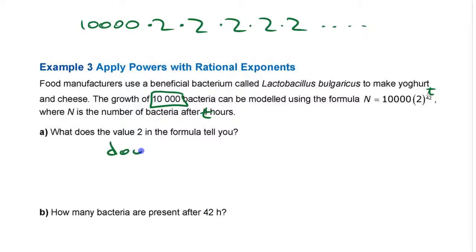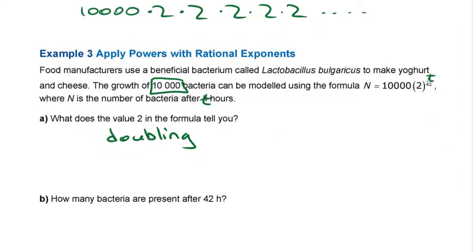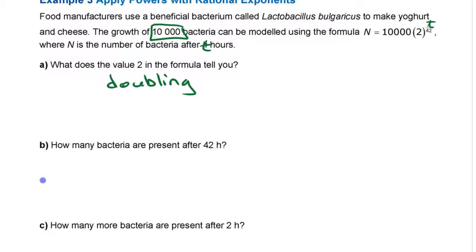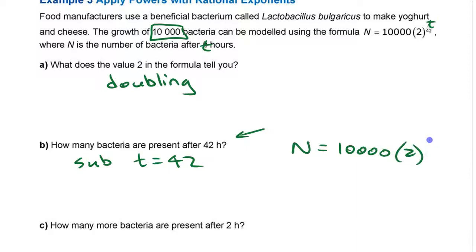This is maybe not a reasonable question to ask you if you haven't actually studied exponential functions, but it's in there. Doubling every so often. You're multiplying it by 2. But it says how many bacteria are present after 42 hours. The idea is that you can replace the time, sub t equals 42, into the formula. So write the formula, 10,000 times 2 to the power of t over 42. But instead of the t, I'm going to put in 42.